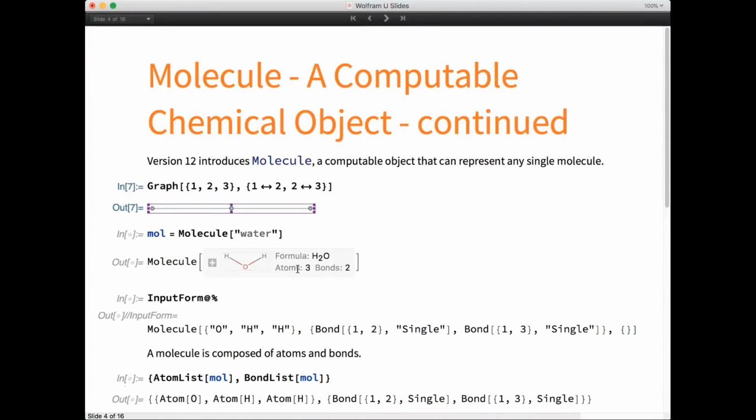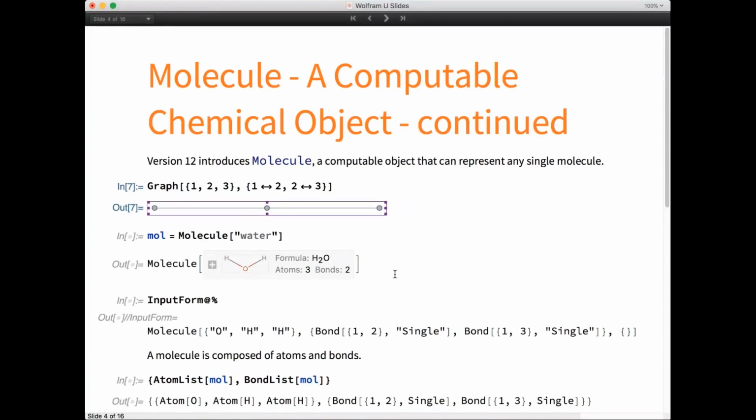But then for a molecule, you need to identify that this vertex corresponds to an oxygen atom, these two vertices correspond to hydrogen atoms, and the two edges between them correspond to single bonds. And so that's basically what a molecule is. It is a decorated graph. It is a vertex and edge annotated graph. That's the description of the data structure.